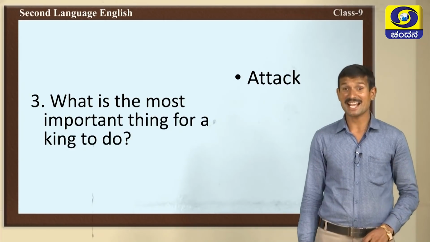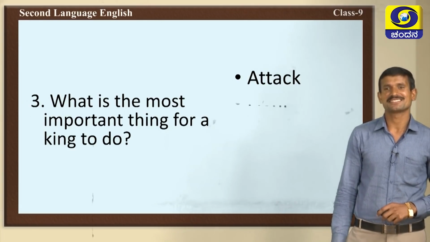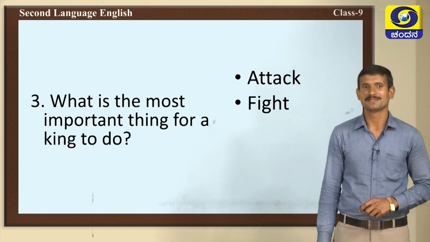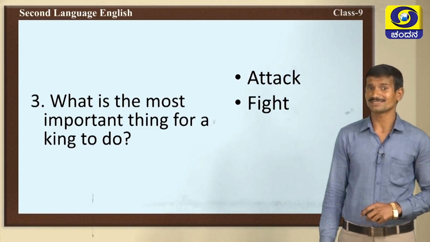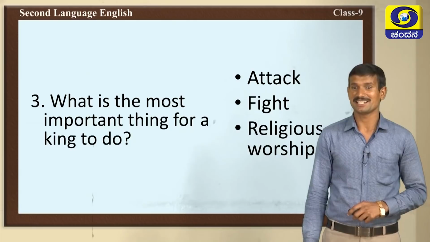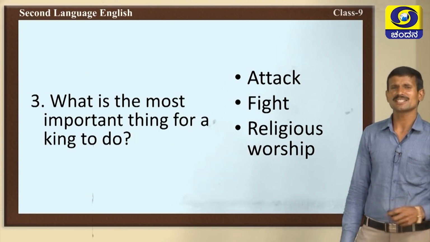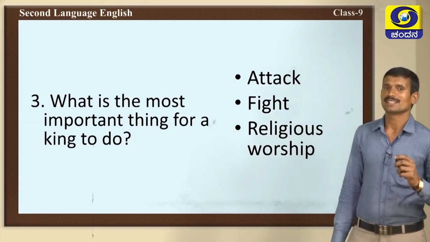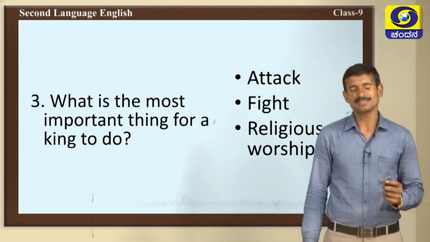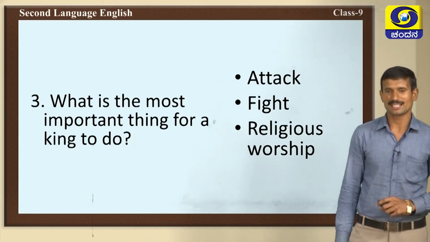Very good. Attack. The king should attack the enemies. That is also important. Then, fight. This is also very important. Next, very good. Religious worship. This is also very important. These are the important things. So, the king considered these all the most important things he should do in his life.